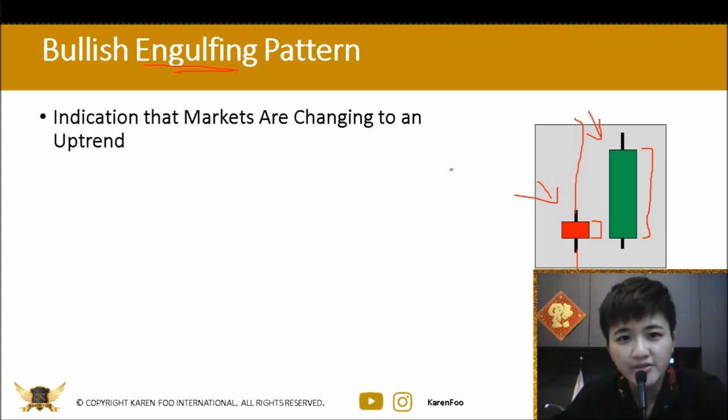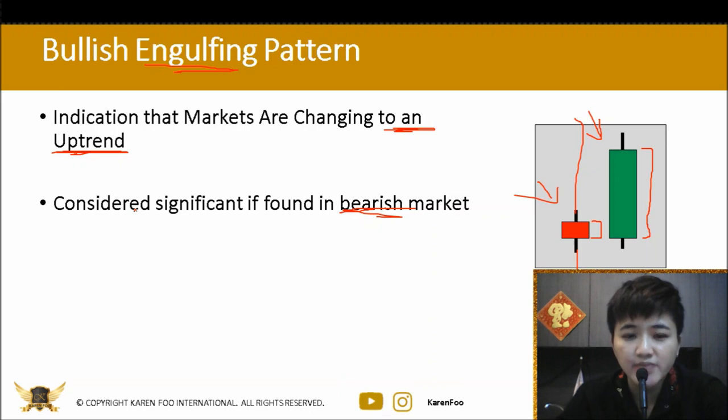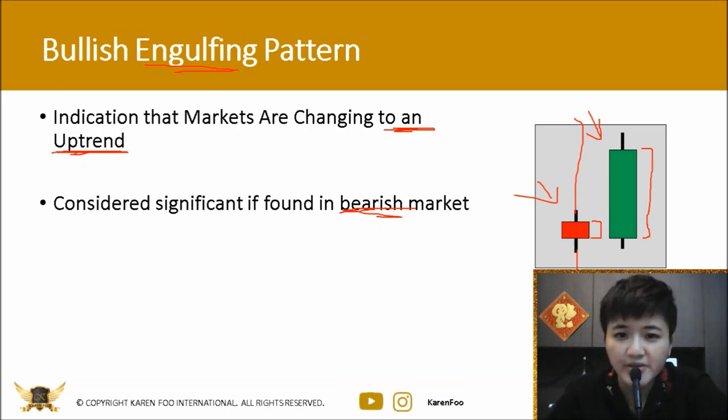So when you see a bullish engulfing pattern, what does it mean? It means that the markets are going to change to an uptrend. Meaning that you would find that the bullish engulfing pattern would work better in a bearish market, okay? So it's considered significant if it is found in a bearish market. Now, the bullish engulfing pattern is also called the outside candle pattern. The bullish engulfing pattern is almost equivalent to the hammer pattern.